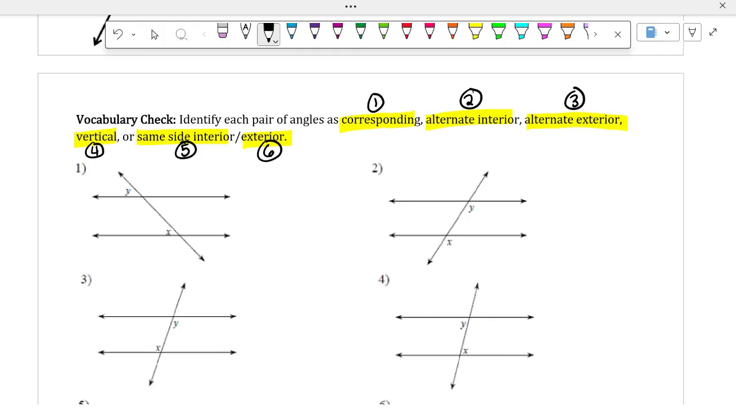All right. So let's start with number 1. Think about it. Don't raise your fingers yet. If you need to look back at your notes, do so. What is the relationship between X and Y? All right, you're going to raise fingers in 3, 2, 1. What do you think? Good job, guys. It is corresponding.